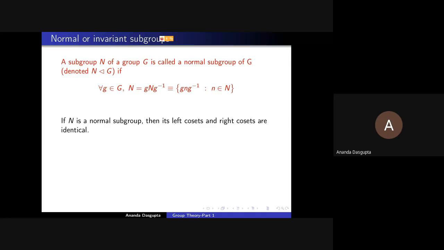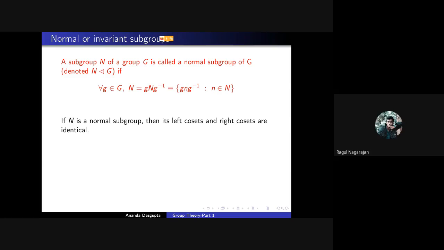And an important result, which is again something very easy to prove, homework. If N is a normal subgroup, the left cosets and right cosets must be identical, but that's sort of trivial. N is the same as g N g inverse, which immediately reads into N g equals g N, just by moving the g inverse from the right to the left. But you should really check that this is true.